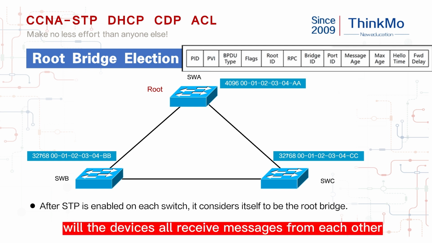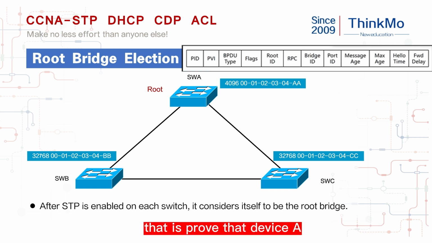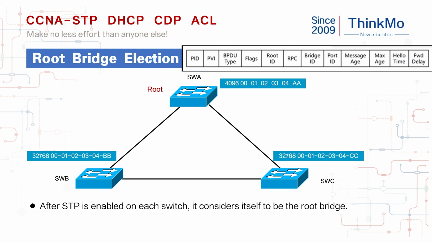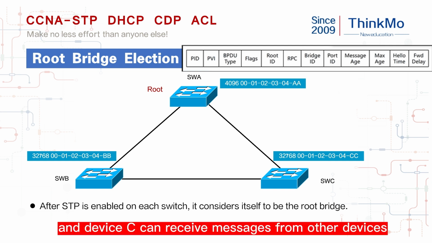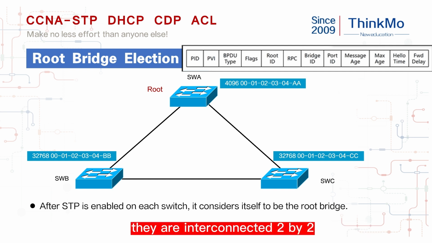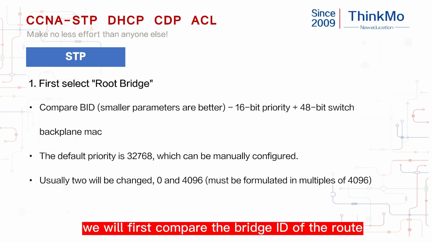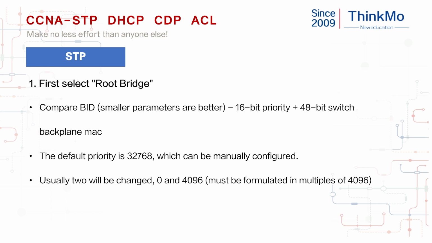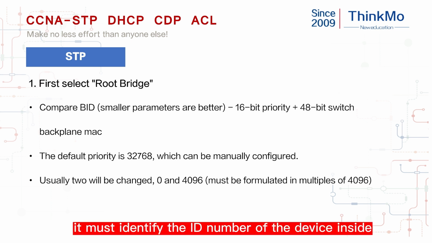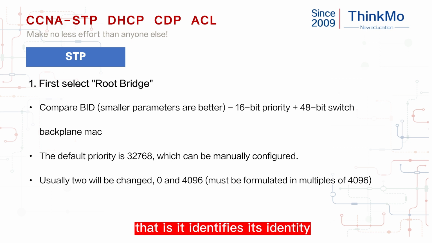Will the devices all receive messages from each other? That is, prove that device A, device B, and device C can receive messages from other devices. They are interconnected 2 by 2. Then after receiving, they compare some parameters to determine who is the root. We will first compare the bridge ID of the root. So what does this parameter consist of? It must identify the ID number of the device inside. That is, it identifies its identity.